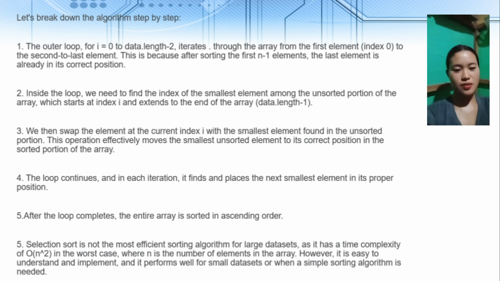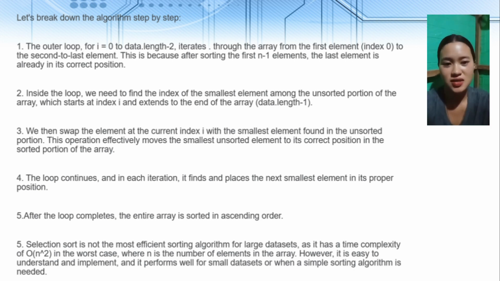So let's proceed to step 4. The loop continues and in each iteration it finds and places the next smallest element in its proper position. Step 5. After the loop completes, the entire array is sorted in ascending order. The last step, step 6. Selection sort is not the most efficient sorting algorithm for large datasets, as it has a time complexity of O(n^2) in the worst case, where n is the number of elements in the array.